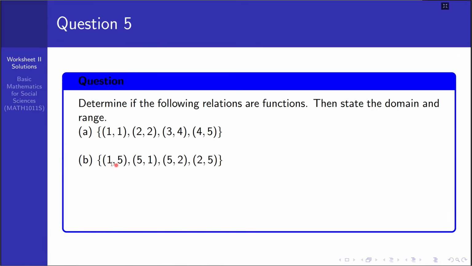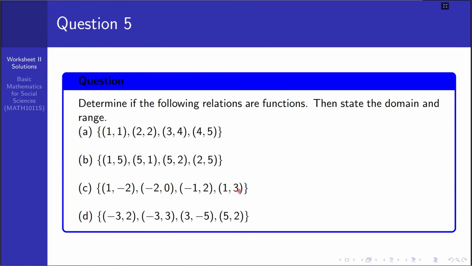The domain is 1, 5 and 2, and the range is 5, 1, 2. C: this one, that is 1 negative 2, negative 2 0, minus 1 2 and 1 3. This is also not a function, because here the image of 1 is minus 2, and again the image of 1 is 3. Minus 2 is different from 3, so due to the existence of these two elements this relation cannot satisfy the condition to be a function.